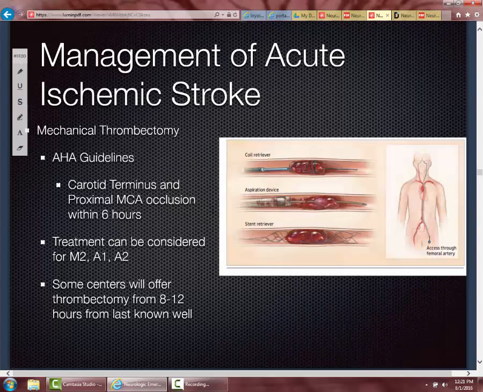Some centers, not Loyola, but all the other Chicago area centers, will off-label offer thrombectomy from 8 to 12 hours from their last known well time.